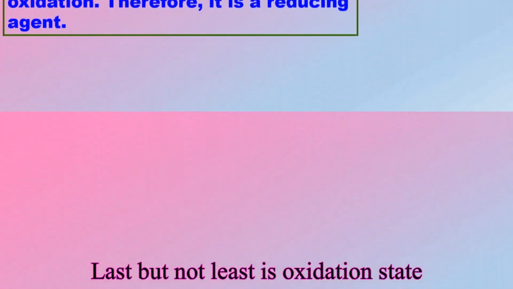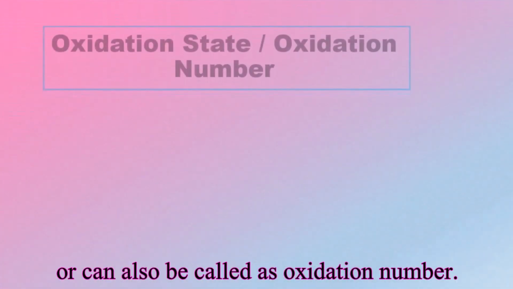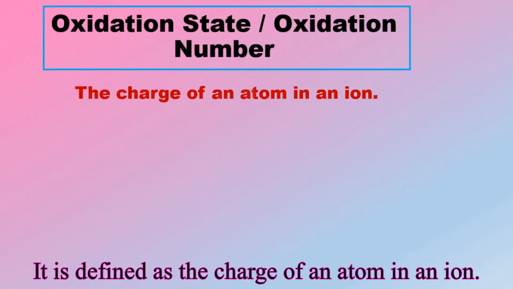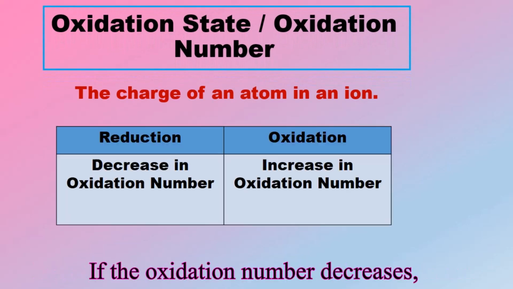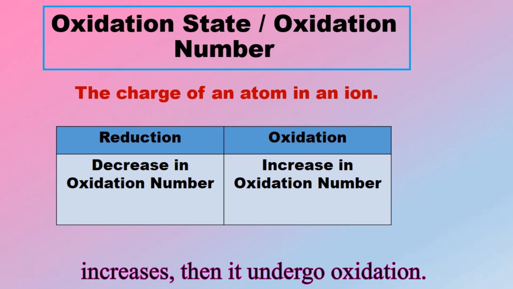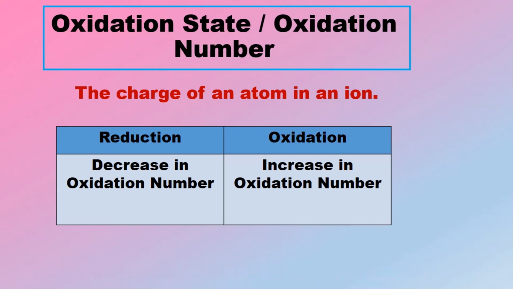Last but not least is oxidation state, or can also be called oxidation number. It is defined as the charge of an atom in an ion. If the oxidation number decreases, means it undergo reduction. If the oxidation number increases, then it undergo oxidation.